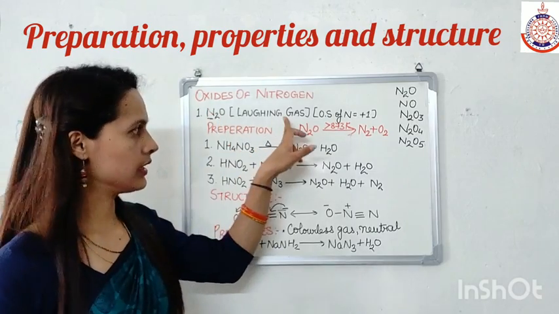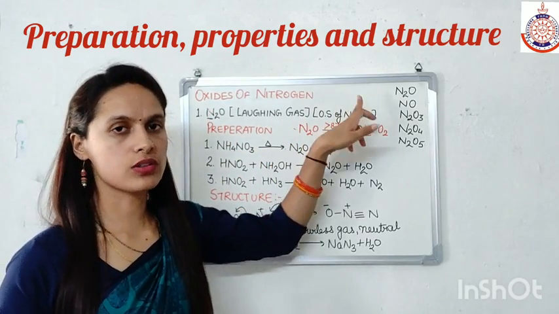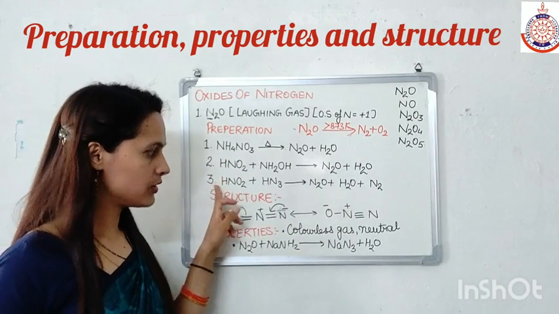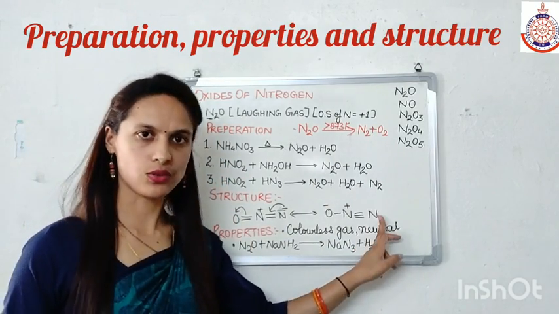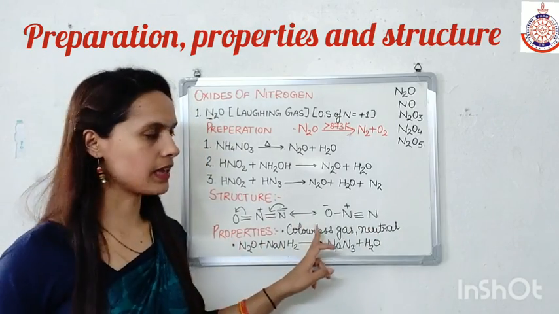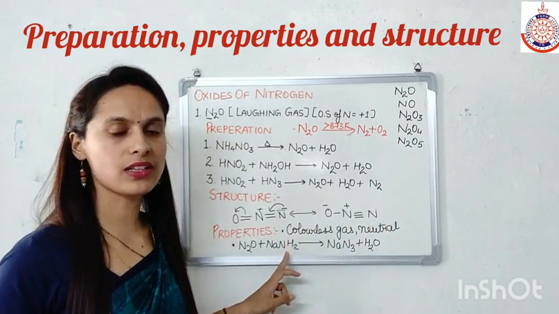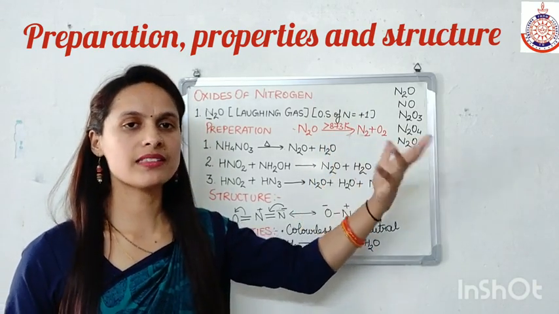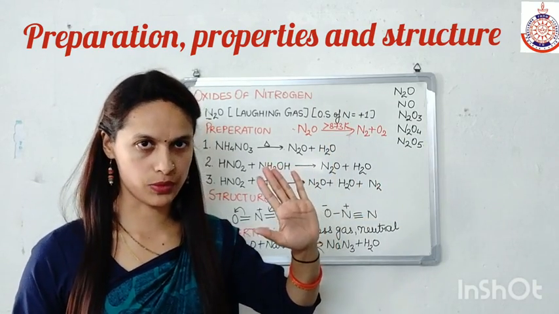So N2O, laughing gas. In this, the oxidation state of nitrogen is +1. Preparation by these three methods: structure, 2 resonating structures, and properties: colorless gas, neutral gas, when it reacts with sodium amide gives sodium azide, and above 873 Kelvin it undergoes decomposition.